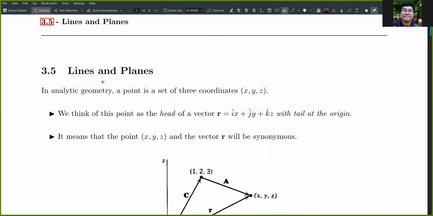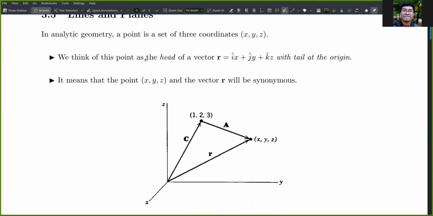In analytic geometry, a point is a set of three coordinates x, y, and z. We think of this point as the head of a vector r with components x, y, z, and the unit vectors i, j, k, with a tail at the origin, just like here in the figure. This is the tail, the head is over here. So x, y, z and the vector r will be the same in our case.